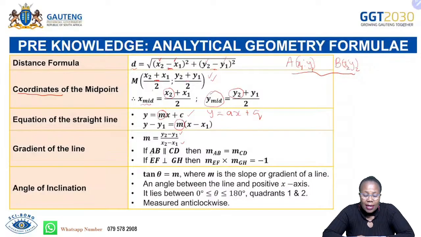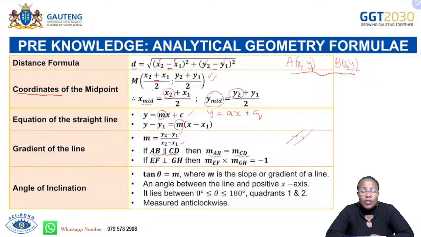When line AB is parallel to line CD, that means the gradient of line AB is exactly equal to the gradient of line CD. We have parallel lines going in the same direction, but they will never meet.